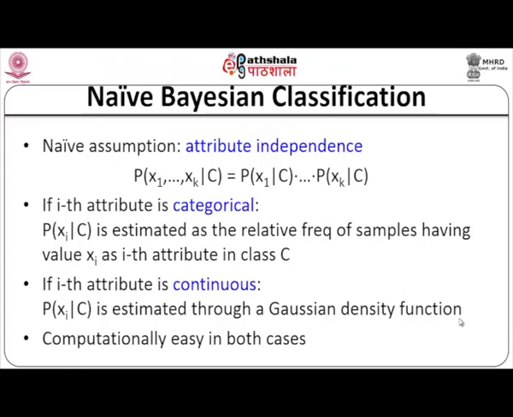So, in the naive Bayes classification, the naive assumption is attribute independence. The joint probability is replaced by the product of the probabilities. Now, if the ith attribute is categorical, then P of xi given C, that is the likelihood, is estimated as the relative frequency of samples having xi as the ith attribute value in the class C. If the ith attribute is continuous, then P of xi is estimated through a Gaussian density function, which we discussed when we covered the general discrete and continuous cases. So, it is computationally easy to determine this likelihood for each attribute independently. It is quite easy to do this.